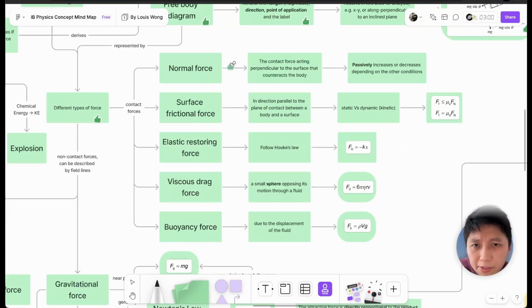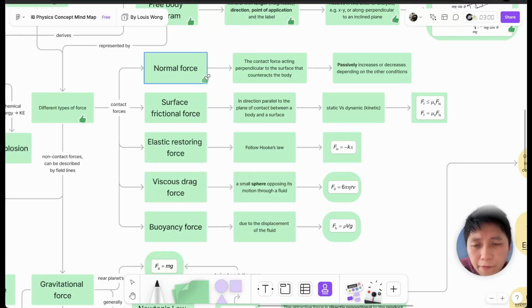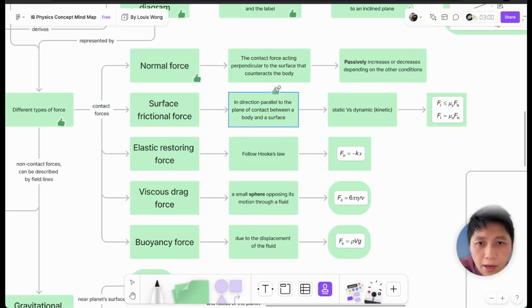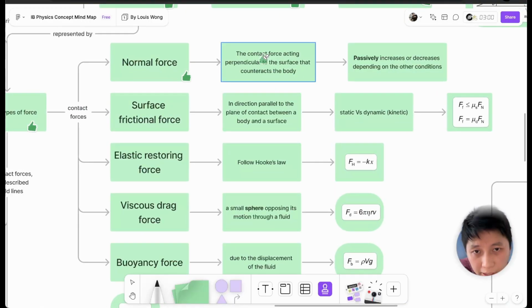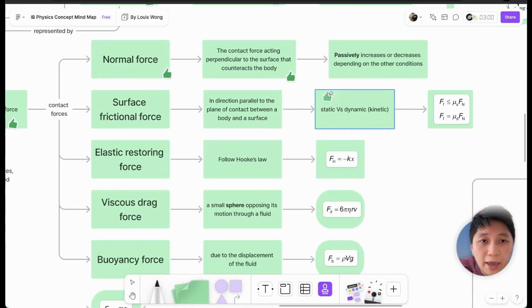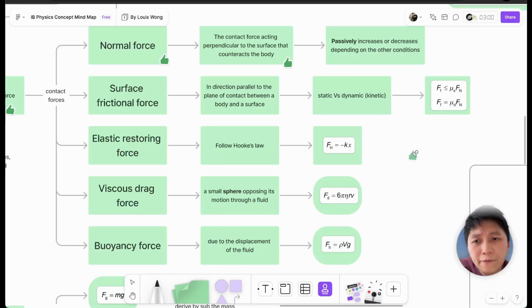So there are lists of forces that you have gone through. The first one is normal force, which you get to see very early on. It is always perpendicular to the surface. And one thing that I feel my students don't really get very well is that it's very passive. So you have to understand whether or not the system is accelerating, and then how the other forces are acting on the system.